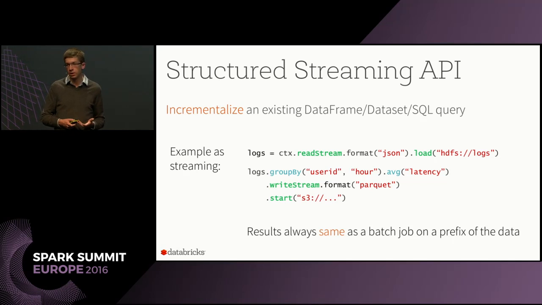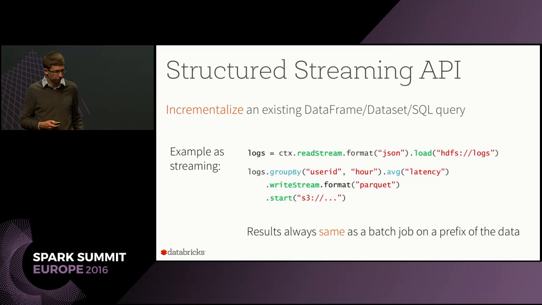And the guarantee it makes is that the result you get at the end in S3 is always the same as if you ran a batch job on a prefix of the data. So if you just stopped at a point in time and ran your batch job then, it would give you the same result. So this obviously simplifies things like debugging and testing, because you know what you're going to get.